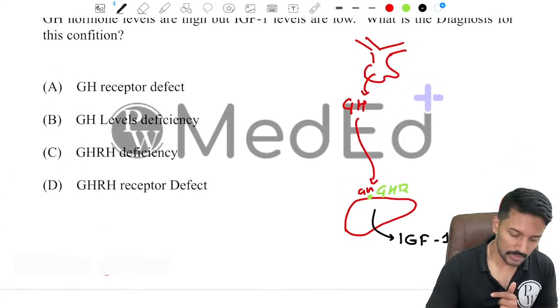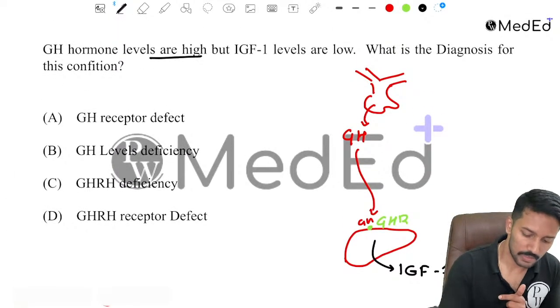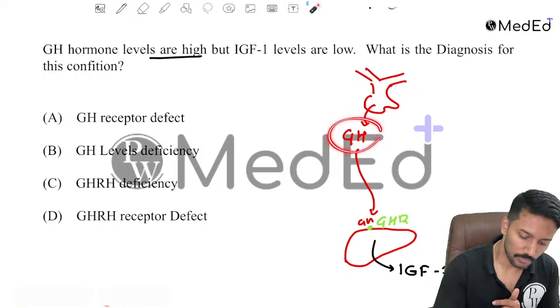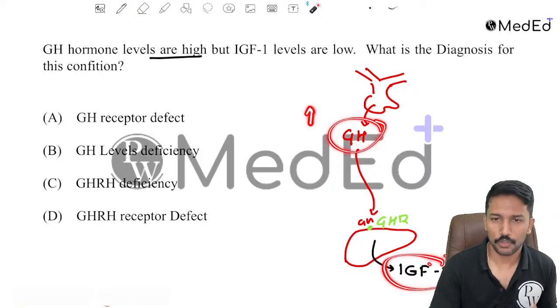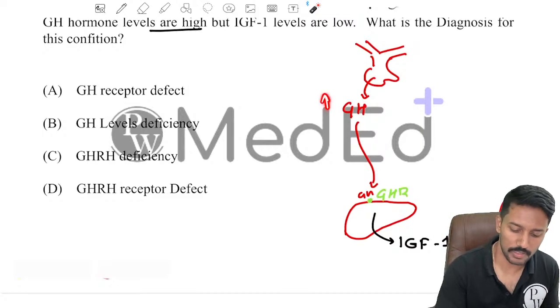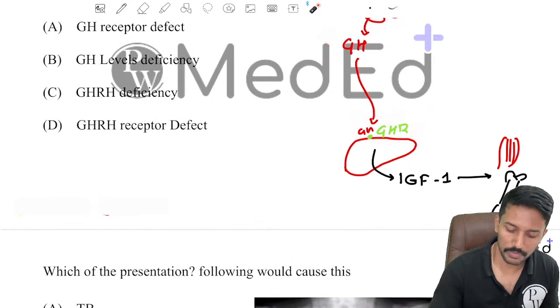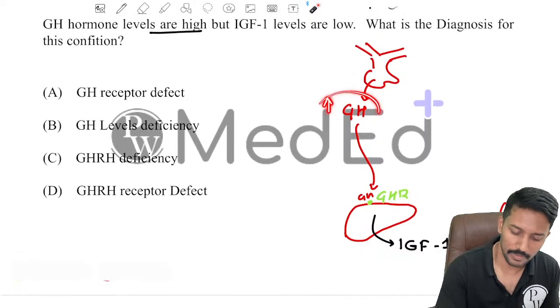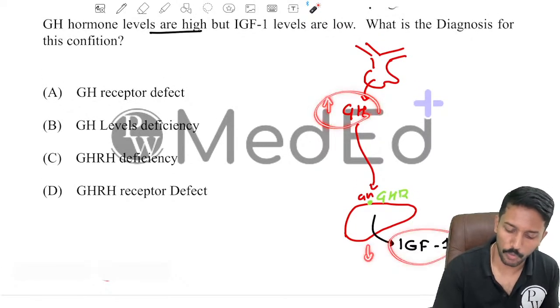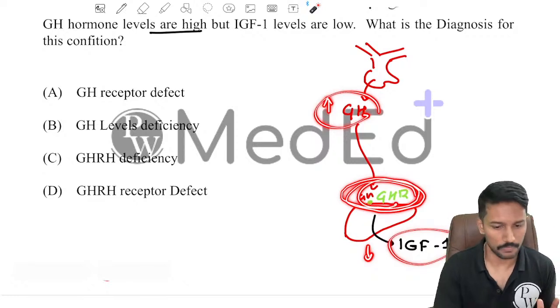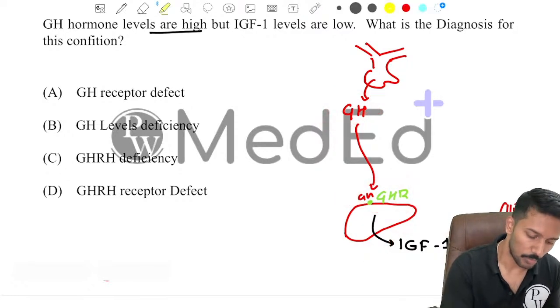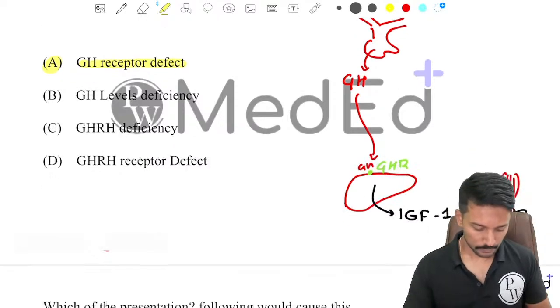Okay. Now in this case, what is happening? Growth hormone levels are high, but IGF-1 level is low. In a physiological state, what should happen if growth hormone level is high? High stimulation of growth hormone receptors and high production of IGF-1. But here, growth hormone is high, but IGF-1 level is low. So the problem must be in the growth hormone receptors on the liver, right? So what should be the answer here? Option A, the growth hormone receptor defect.